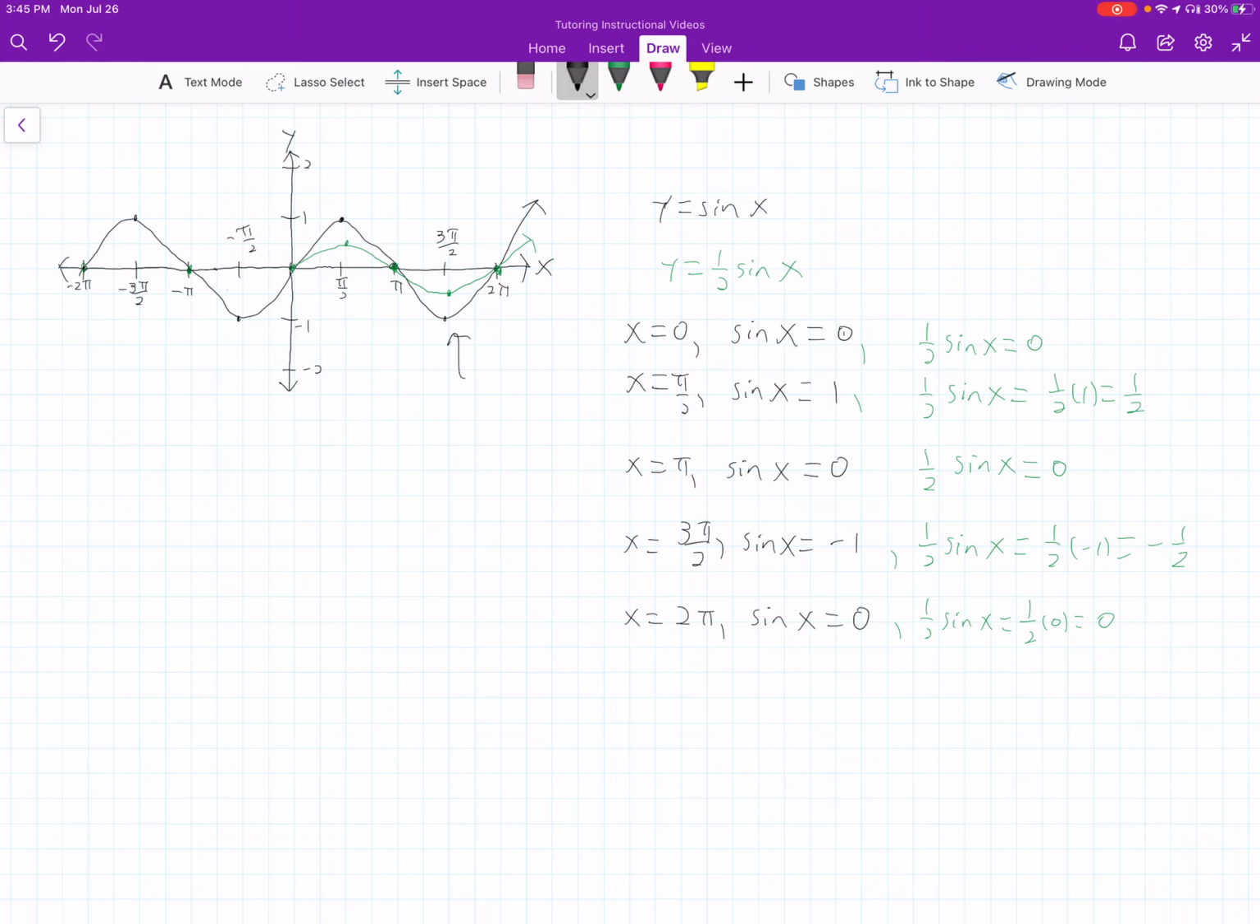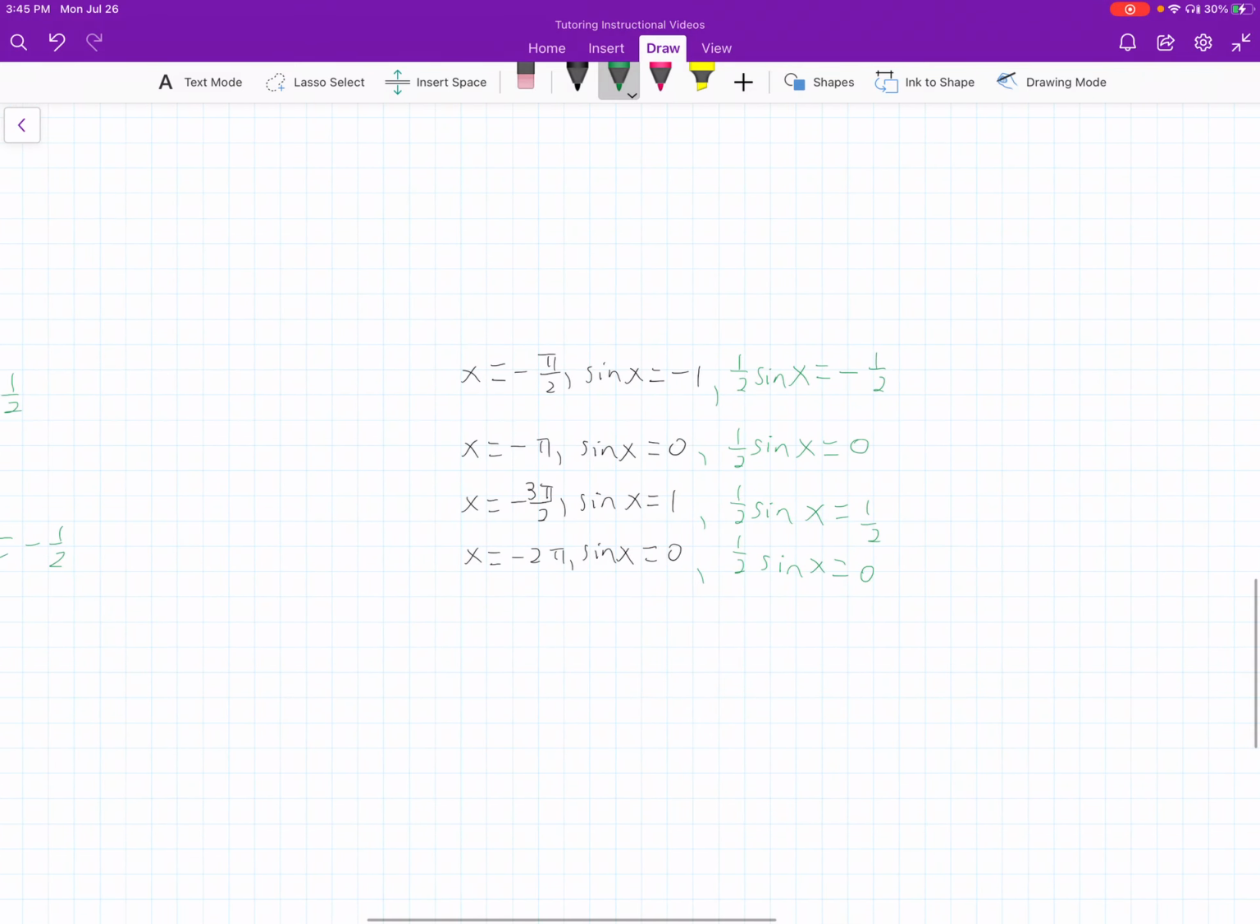Alright, then for an exercise in this video, I would recommend trying the same thing for these 4 points I drew: negative pi over 2, negative pi, negative 3 pi over 2, and negative 2 pi. You could try it again with just sine x if you want to verify what I'm saying, but definitely try for the green function, y equals 1 half sine x. So pause the video and think about that.